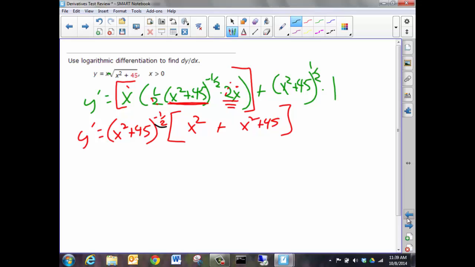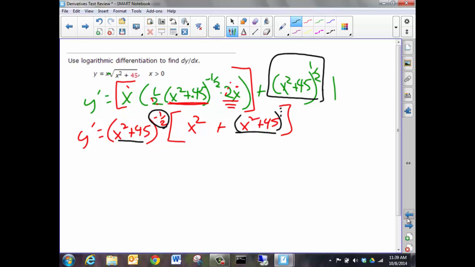Remember, if I multiply this times this, if I multiply this thing out here times this parentheses, I've got to get back to this thing up here. When I multiply, I add exponents. Negative 1/2 plus 1 gives me a positive 1/2. So in the parentheses, I wind up with just that.